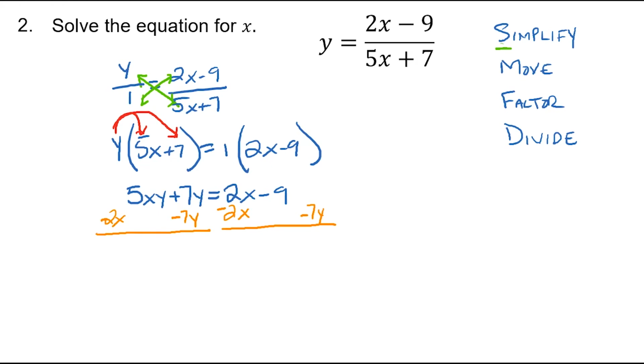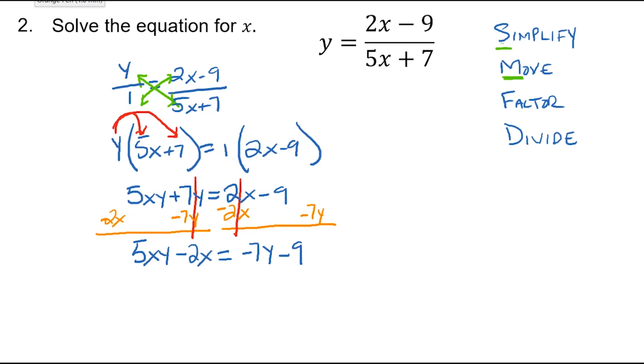So there's a lot going on. First, these will cancel out, and these will cancel out. And the result, and I'm going to write these in this order, is 5xy minus 2x equal to negative 7y minus 9. I just put the term with the y in front first. So now we just completed the move step.